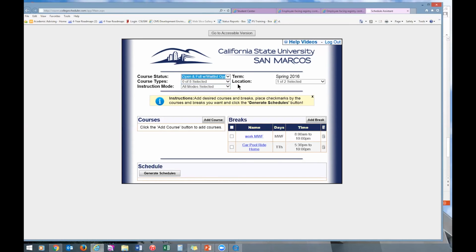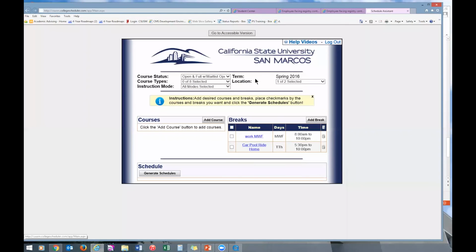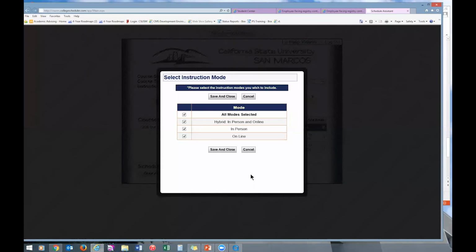The next thing is course types. If you want to take just a regular 15-week course, be sure to choose regular academic session. And then click Save and Close. Then you get to choose what mode you want the system to look for. So you can choose, do I want just online courses, or, you know, I don't care, just find me anything that I can take.